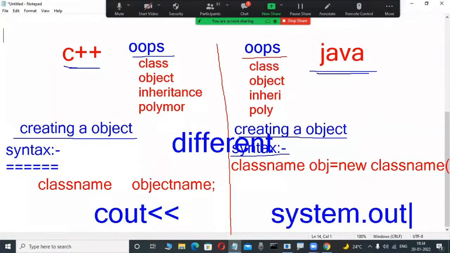System.out.println, is something there or not? Yes, here. That's why they are syntactically different. Yes, functions are also totally different in these two object-oriented languages. But conceptually, some OOP concepts are the same or not?